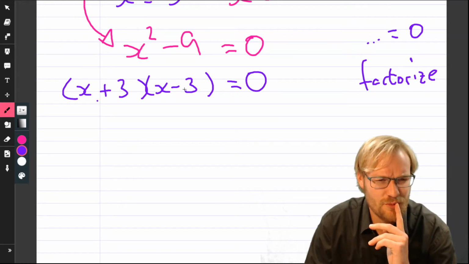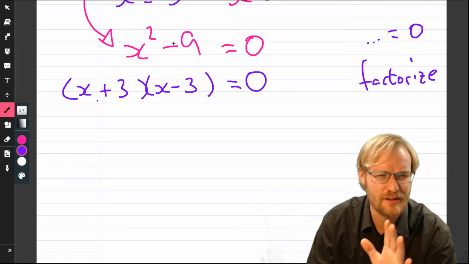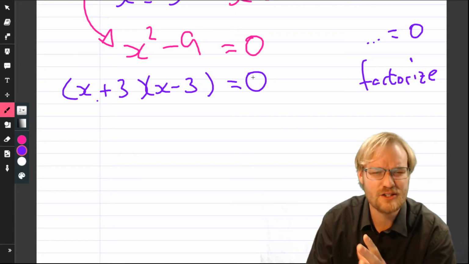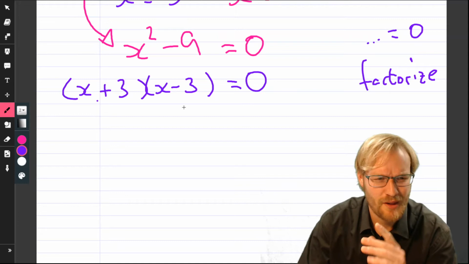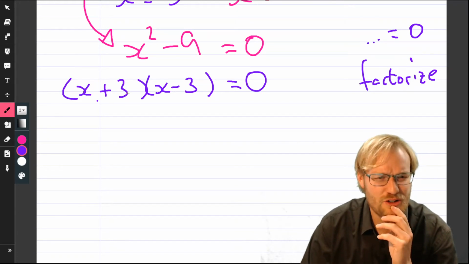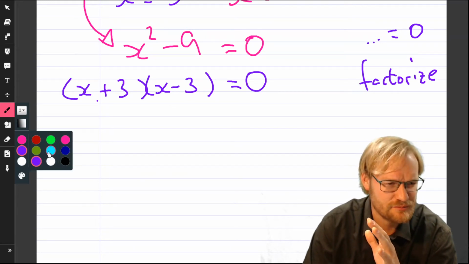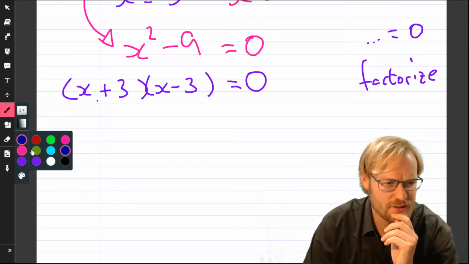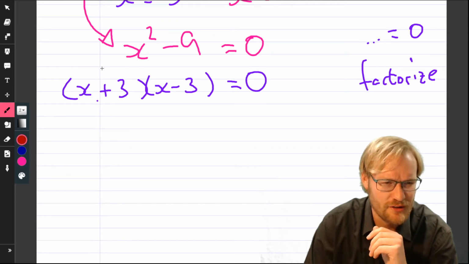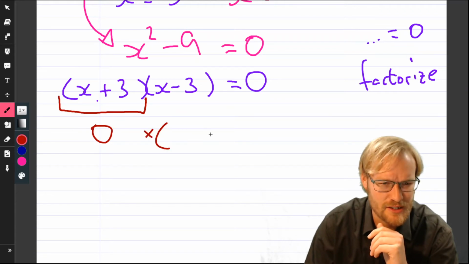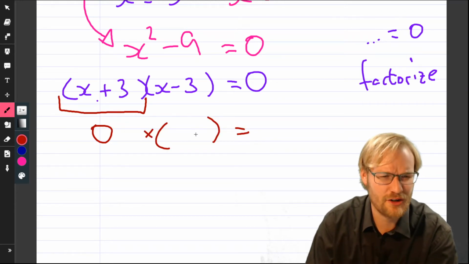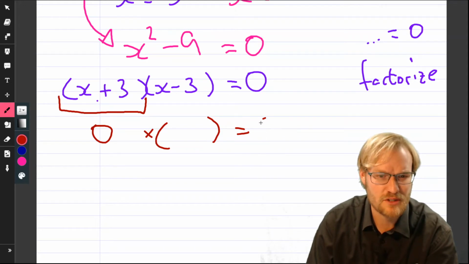Now we've got two brackets times each other equals 0. And you're probably thinking this seems more complicated than x squared equals 9, but it's to give us a way that's going to work all the time. So if you multiply two numbers and their product is 0, what must one of those numbers be? Well, if this first bracket was 0, times this bracket here, what would the product be? What's 0 times anything? Yeah, 0.